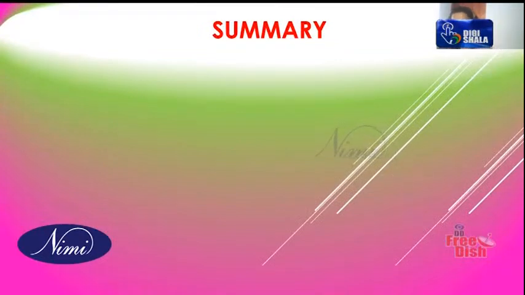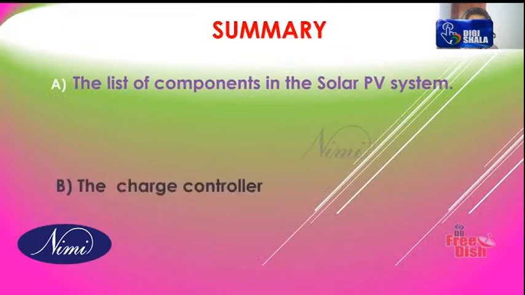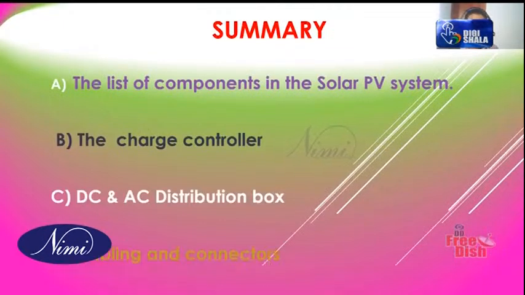Okay, so in today's class we have seen the various parts. We have not covered the complete part. We have seen the list of components available in the solar PV system. In that, we discussed the main system components like the charge controller, DC-AC distribution box, cabling and connectors today. I hope you understood. In the next class we'll see the rest of the things like the safety system, such as lightning arrestor and circuit breakers, and mounting of solar panels.